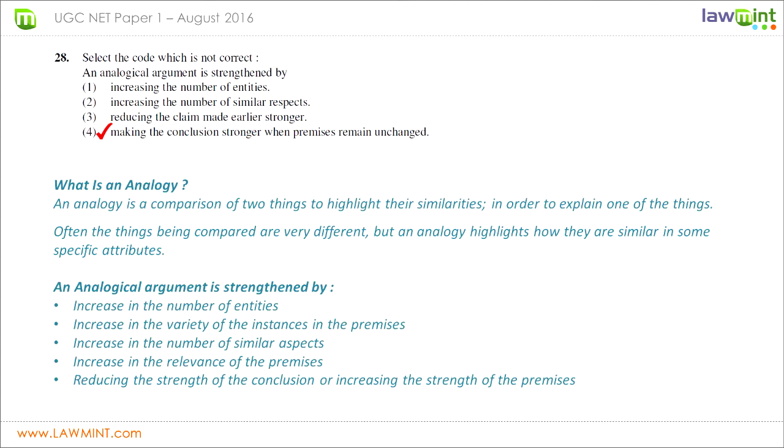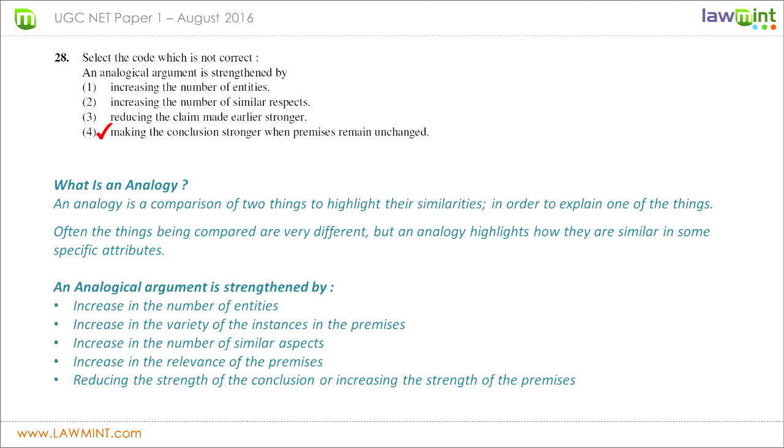In question number 28, we are asked, an analogical argument is strengthened by which of the given factors. Now, an analogy is a comparison of 2 things to highlight their similarities in order to explain one of the things. The 2 objects or the 2 aspects being compared might be different, but an analogy is used to highlight how they are similar in some specific attributes. For example, when a car is compared to a cheetah, we are showing that both of them are similar in terms of speed. Both of them can run very fast or move very fast.